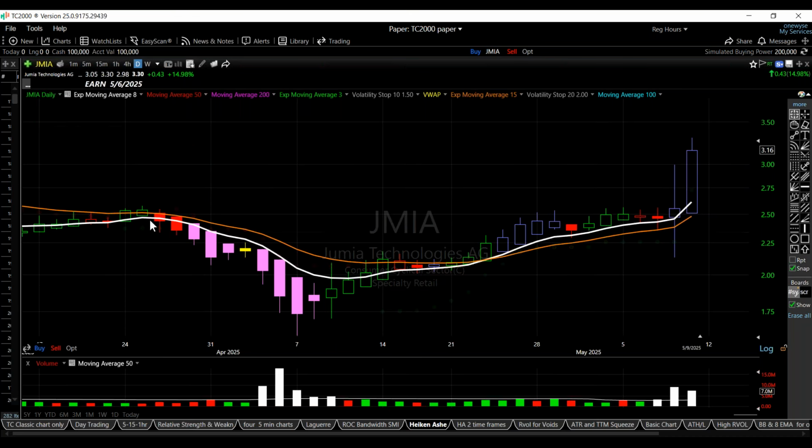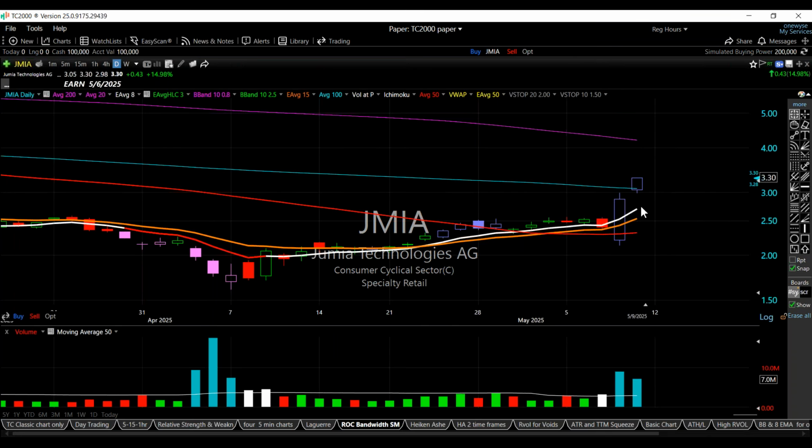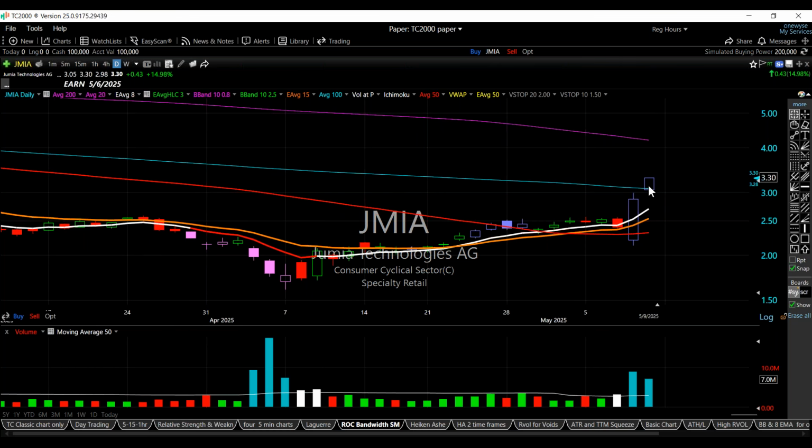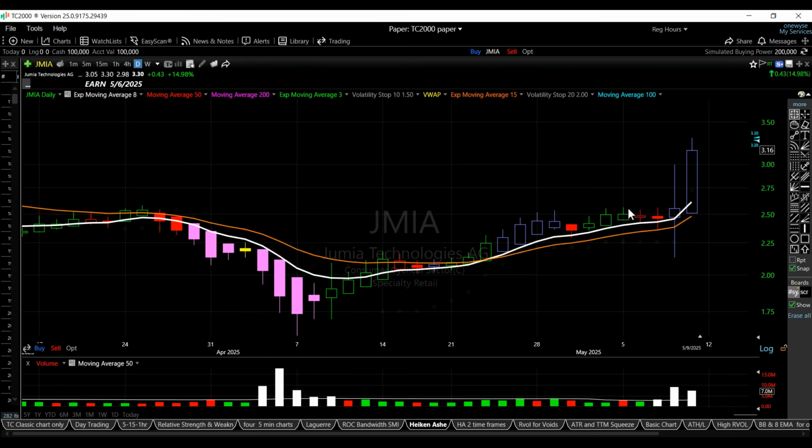JMI, this is a cheap, inexpensive stock, but there you go. There's your Heiken-Ashi reversal candle right there. Doesn't look like a lot, but it moved up beautifully. And again, this is another entry right here. You see no gap, but this is where you would be entering on Monday because you got a Heiken-Ashi reversal candle.